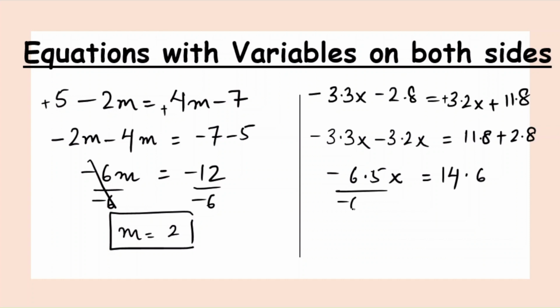So divide by minus 6.5 on both sides. 1x is negative 14.6 over 6.5. If you want to solve it further on the calculator, you can. If you want to leave your answer at this step only, that is also correct. No problem.